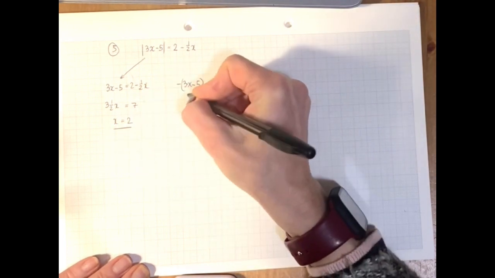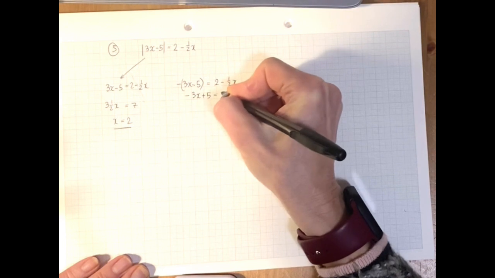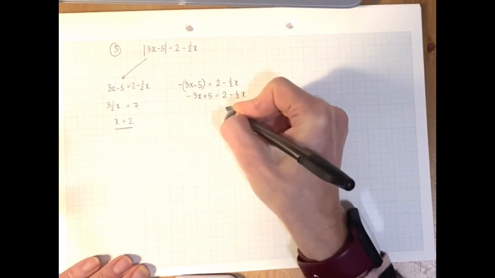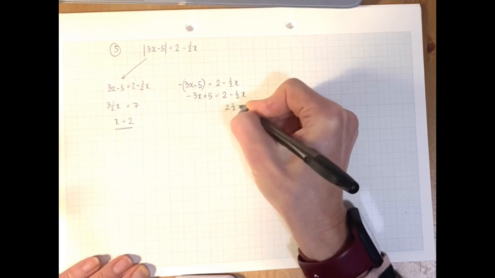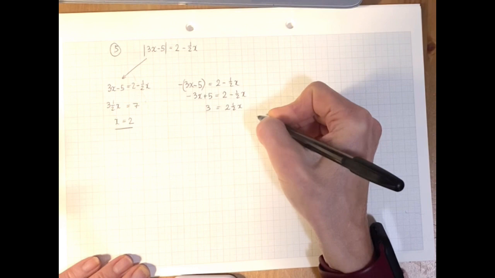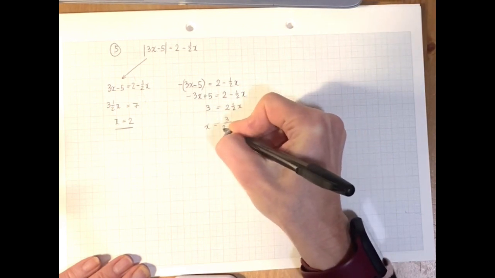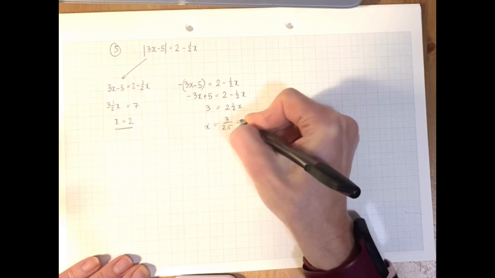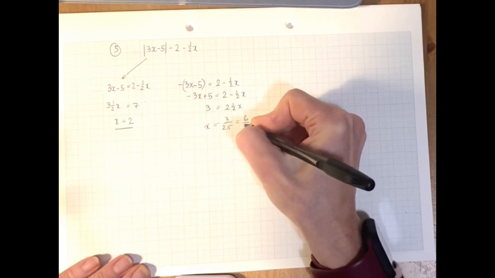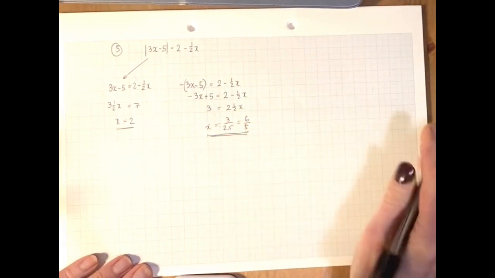And for this one, we have minus 3x plus 5 equals 2 minus a half of x. Rearrange that, you will have 2.5x on that side and 3 on that side. So x is equal to 3 over 2.5, double the top, double the bottom, and do it on the calculator, please don't make mistakes, is 6 over 5 as the second solution.